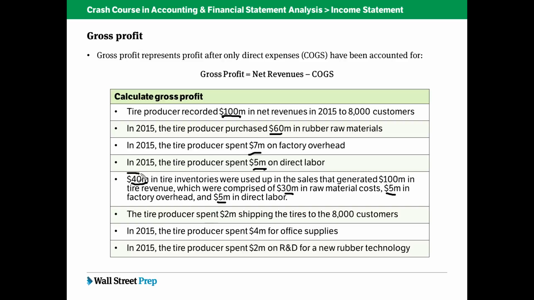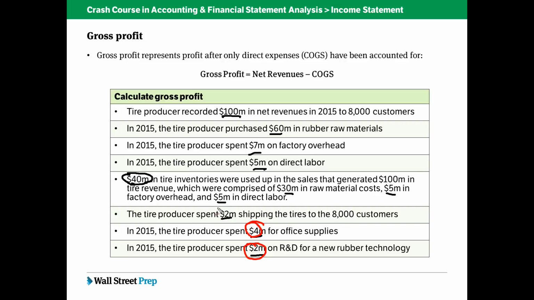But ultimately, this is the number that we are going to really worry about. This is the number that's going to be recognized as cost of goods sold due to inventories. But in addition, the tire producer spent $2 million in shipping the tires. We're going to count that as cost of goods sold. And the tire producer spent $4 million in office supplies and $2 million in R&D, and that's not going to count. That has to do with things that are going to be distinct from cost of goods sold. So when we look at this, this doesn't count, this doesn't count, but the $40 million and the $2 million do count.